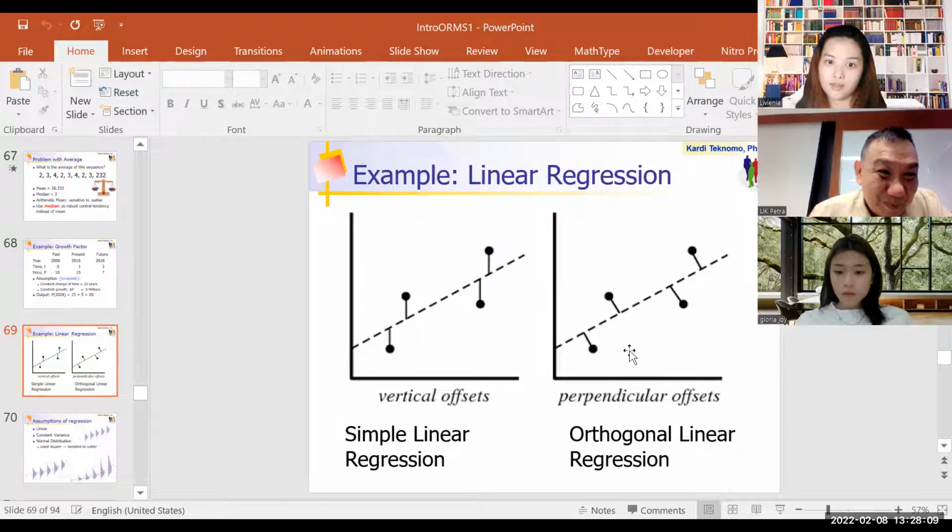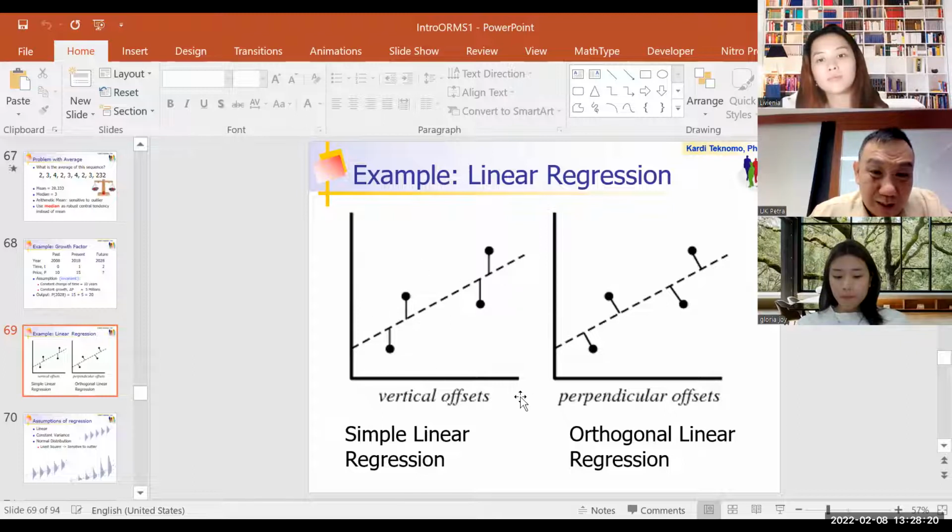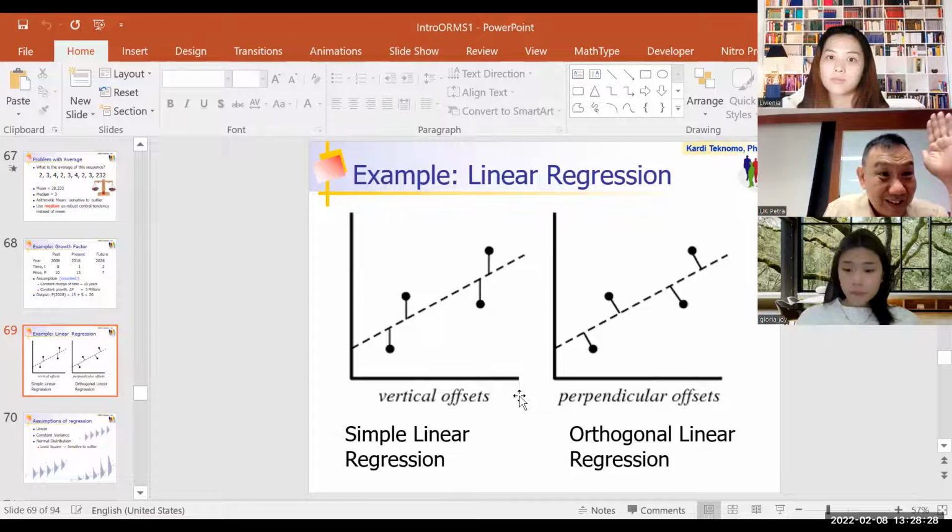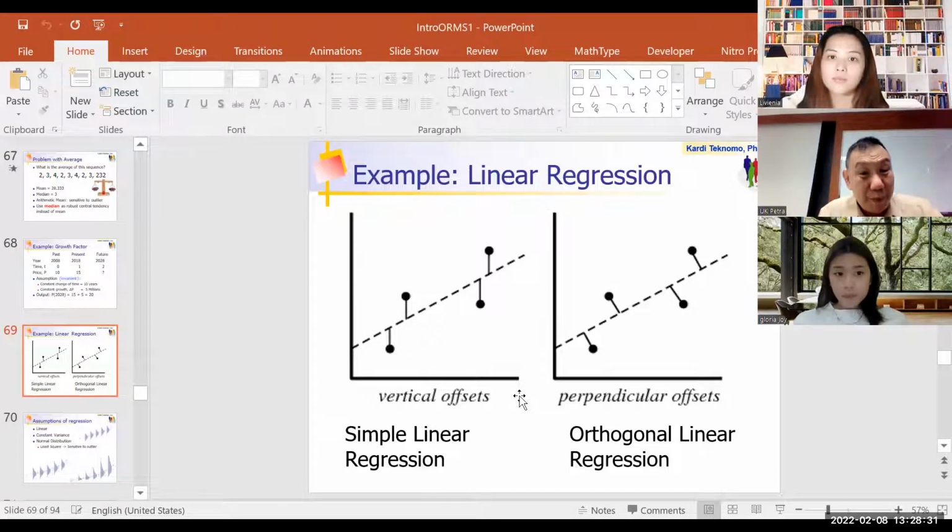Forget the left. Yeah. So the one that you learn in the usual statistics is the left side, with the simple linear regression, right? The error is vertical. But what happens if your model is actually vertical? It's possible, right? Yes, it's possible. Then the error becomes infinity.